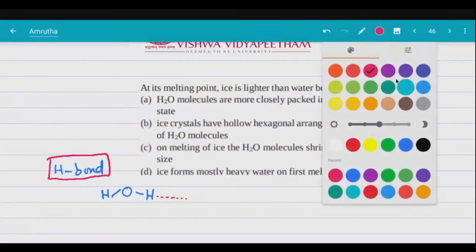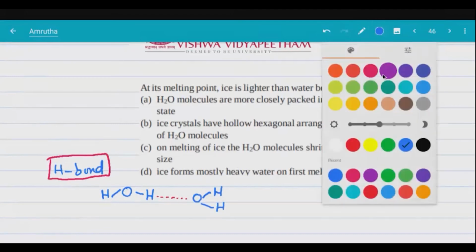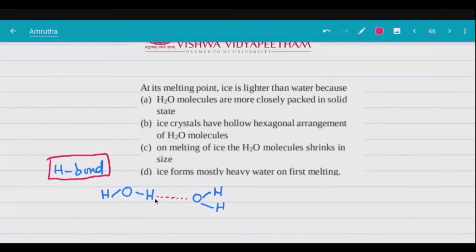See, this red dashed line is the hydrogen bond, but the blue one is the covalent bond. Covalent bond is between atoms. But see this bond, it is not between atoms, it is between molecules. See, H2O is a molecule, not an atom, right? H2O. So there is another H2O.